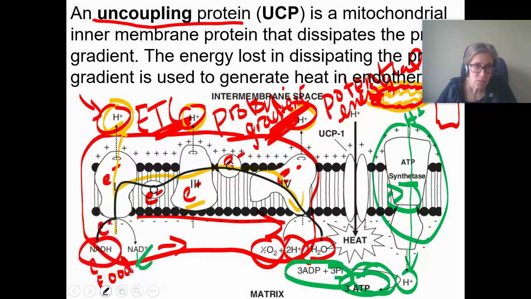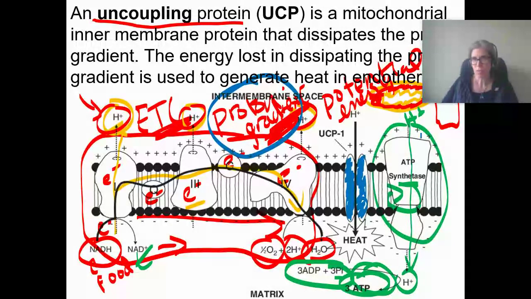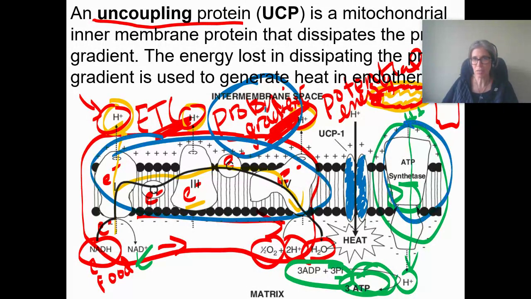So when it's cold outside, aside from making ATP, you'll lose some of that proton gradient in this uncoupling protein. So here's an uncoupling protein. It means the electron transport chain was coupled to ATP synthase with the proton gradient. The proton gradient's the thing that connects them, right?